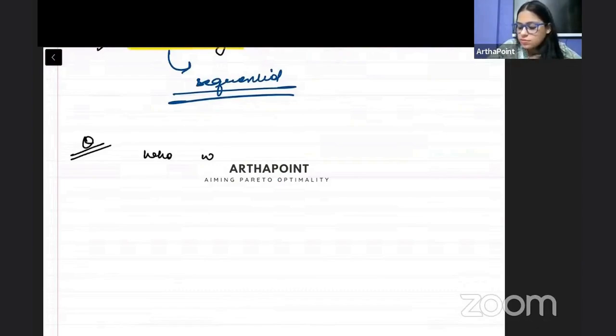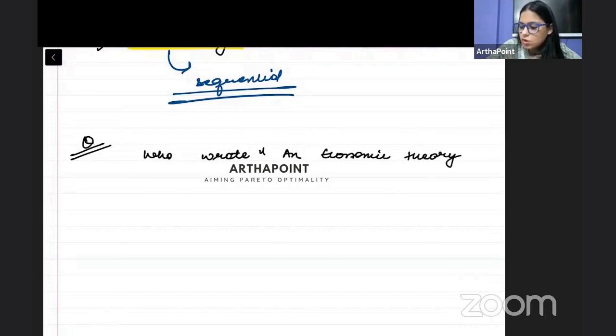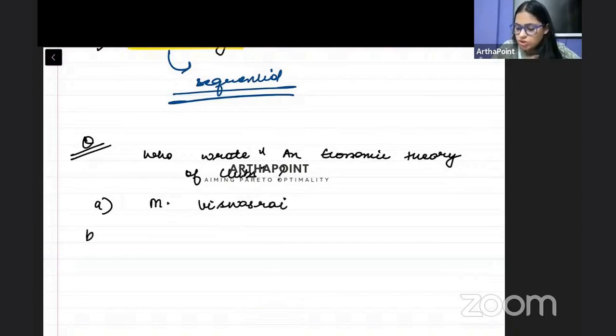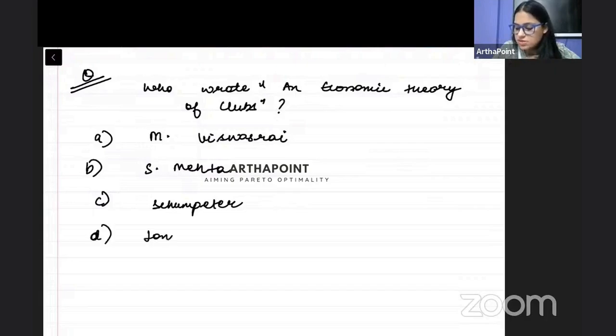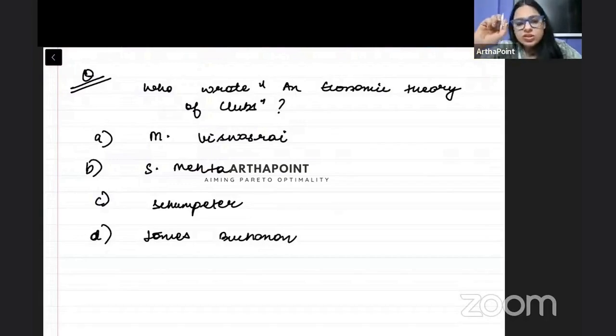Next question. Who wrote an economic theory of clubs? Option number A, M. Visvesvaraya. Option number B, S. Mehta. Option number C, Schumpeter. Option number D, James Buchanan. Who wrote the theory of clubs? किसने clubs के बारे में बात की?